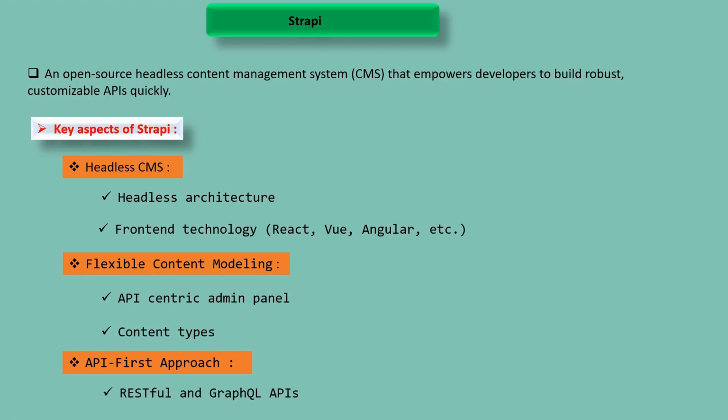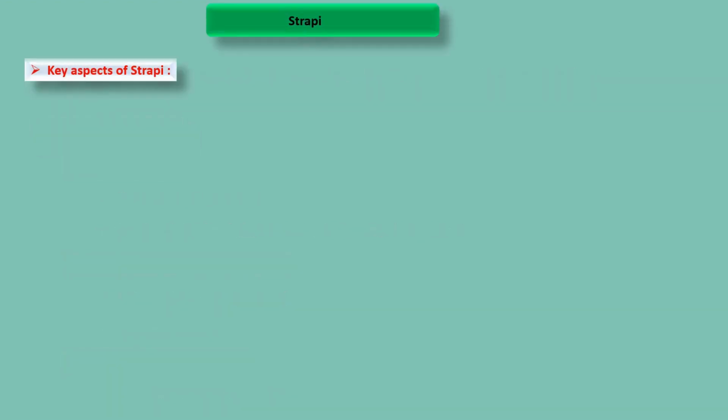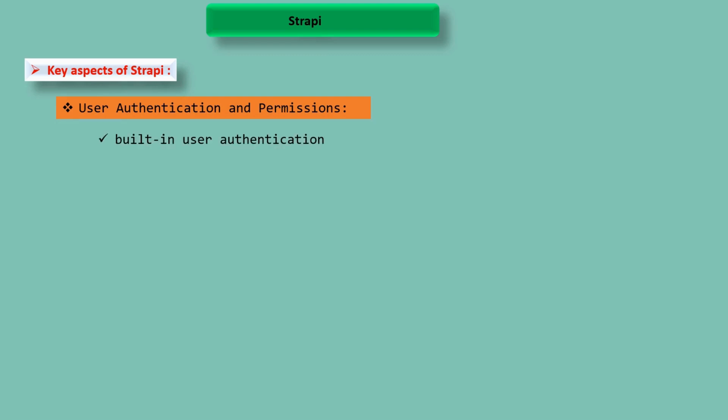API-first approach. Strapi prioritizes API design and generation. Every content type automatically has RESTful and GraphQL APIs created. APIs are customizable, supporting various authentication methods and allowing fine-grained control over access. Key aspects of Strapi. User authentication and permissions. Strapi provides built-in user authentication with support for roles and permissions. Administrators can define roles, admin, editor, contributor, and assign specific permissions for content management.